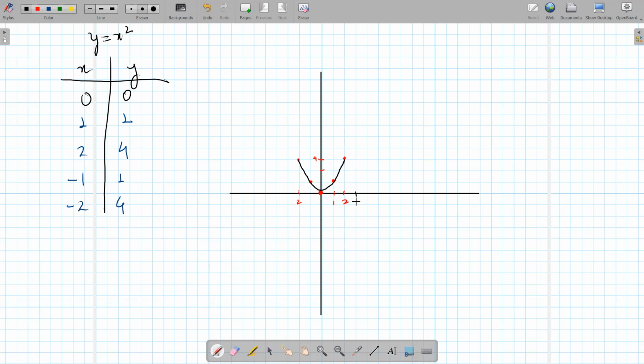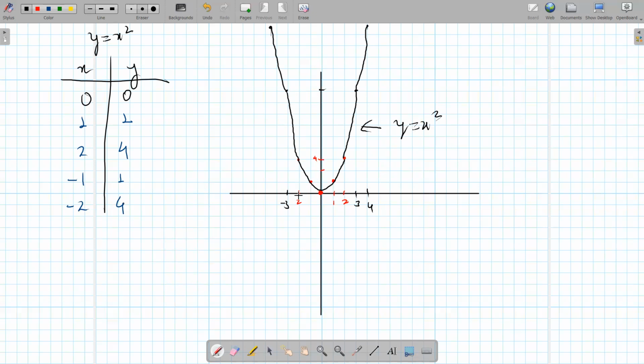And then we can keep going. 3 is gonna be 9. -3, funnily enough, is also gonna be 9. You can keep going till infinity. 4 is gonna be 16, but there's not enough space here. 4 will be somewhere up there, -4 will be somewhere up there. So this is y equals x squared.